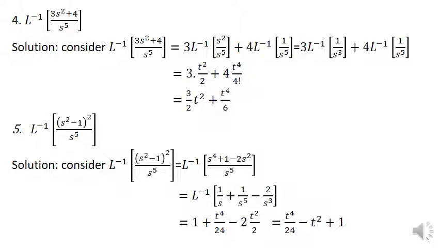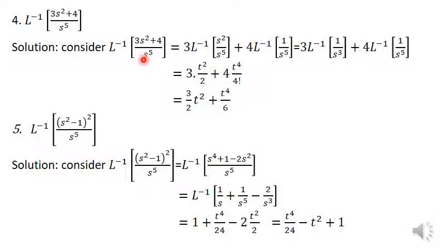Now example 4. Find the inverse Laplace transform of this function: 3s square plus 4 divided by s power 5. Now consider the function. Now we will see that this is not in the standard form. Standard form in the sense that for the existing problem we cannot apply the L inverse. So first we have to reduce that, then we apply the L inverse.